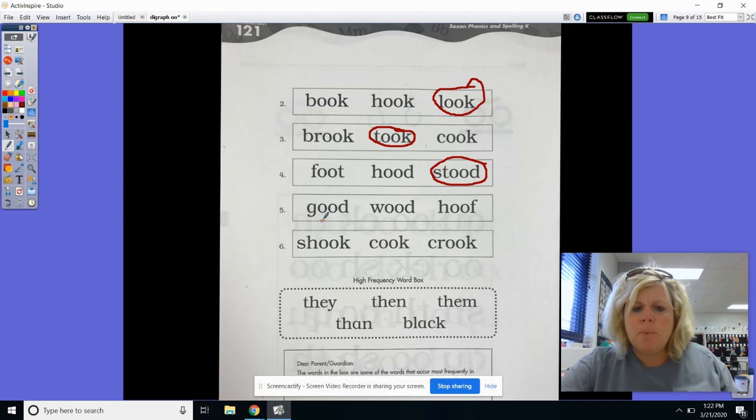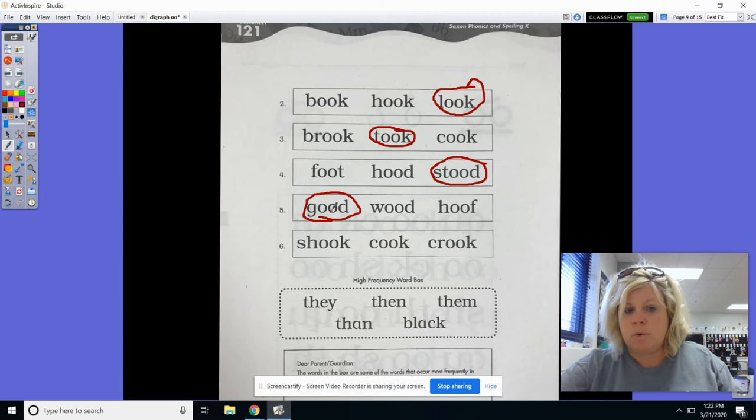Number 5, circle the word good. Good. Can you point to the word good? Very nice. This is the word good. How many sounds do we hear? Good. We hear 3 sounds, but it has 4 letters.